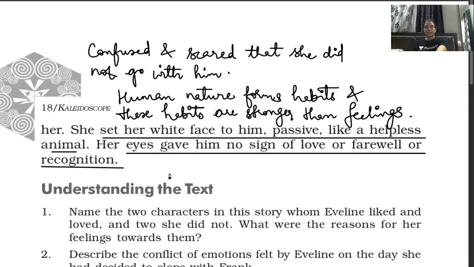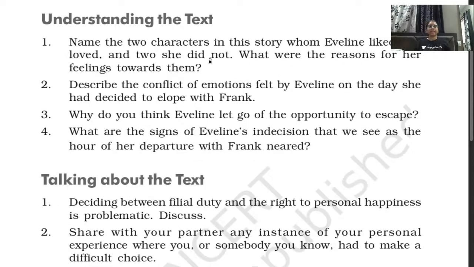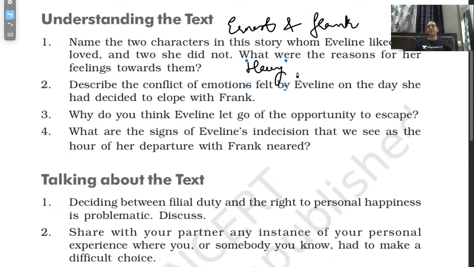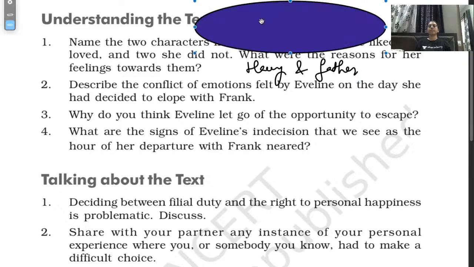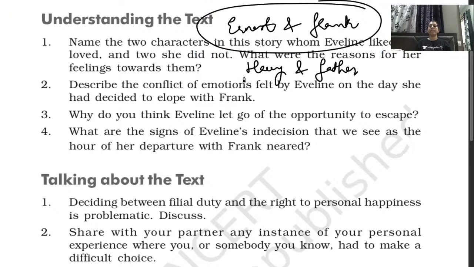Name the two characters in the story whom Eveline liked and loved and the two she did not. What were the reasons for her feelings towards them? So the two characters that she liked were Ernest and Frank. We can assume that she did not like Harry and her father. The reason is probably they were affectionate towards Eveline, whereas these people were not affectionate towards her.